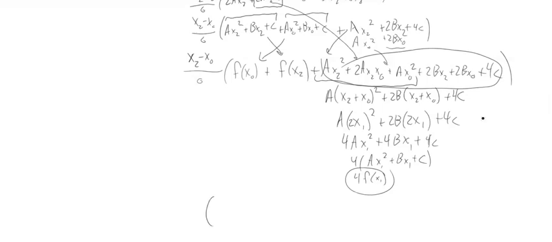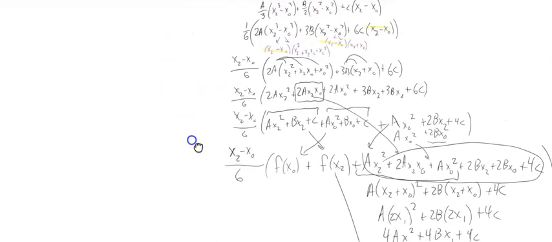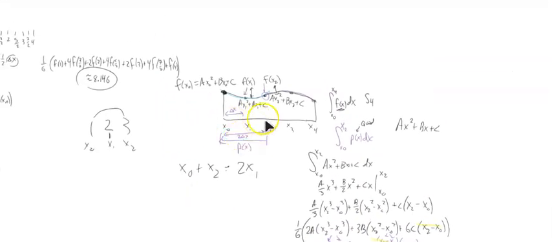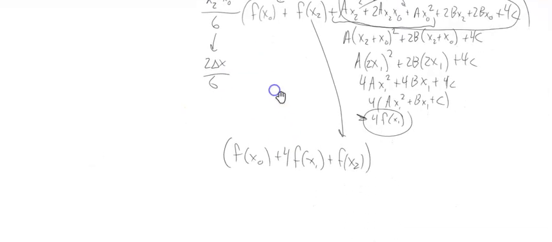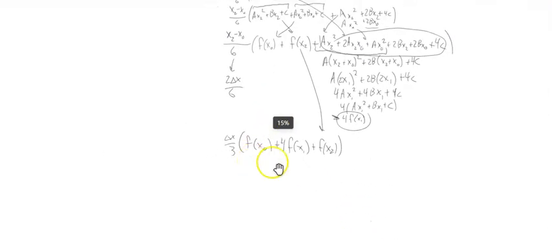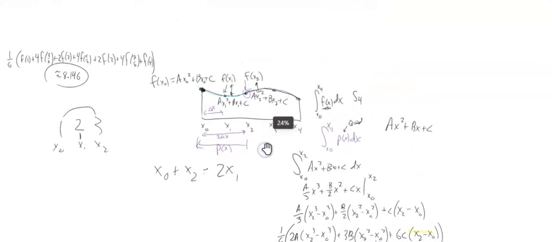So I'm just going to do what's in the parentheses right now. I've got f of x sub 0, I'm going to make this one come next, plus 4, look at that, 4 f of x sub 1, and then plus f of x sub 2. And let's clean this up right here. X sub 2 minus x sub 0, that's a distance of 2 change of x's. So this is the same as 2 change of x's over 6, which is change of x over 3. And now notice that is just our first three points, though. That's x sub 0, x sub 1, x sub 2. That's just this part right here.